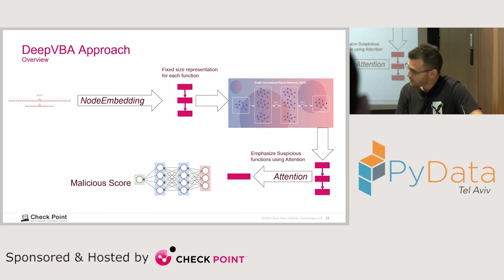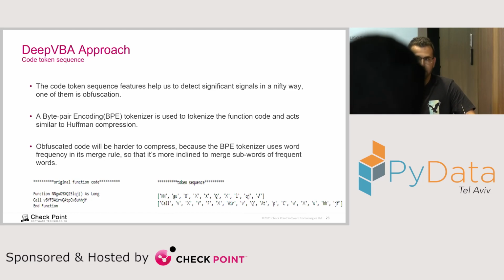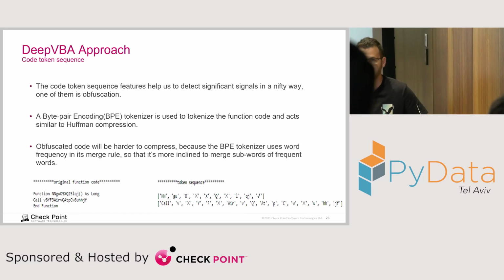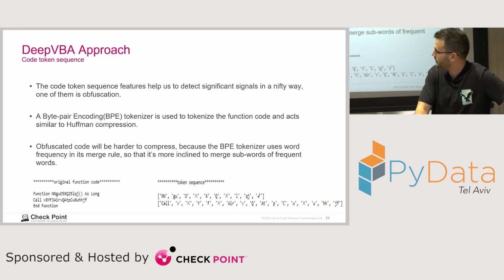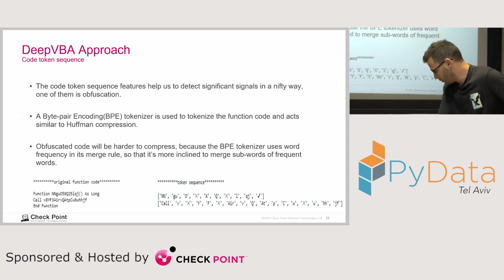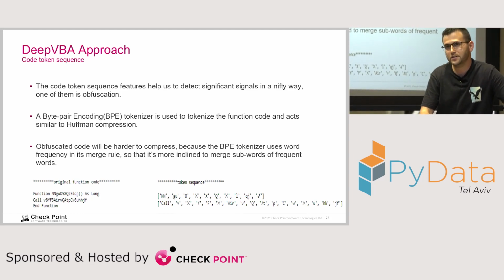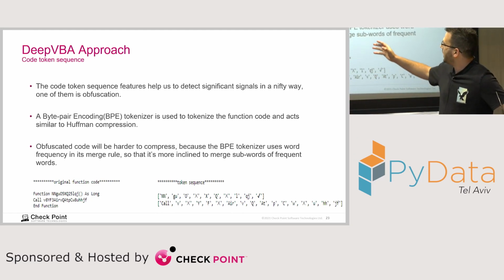Okay, so let's talk a little bit about node embedding. The node embedding receives all the features of the function. You see one of them was the keyword sequence. It also has the auto executable, which says which node is auto executable, and it has two other features that I will discuss in the next two slides, and that is the code token sequence. Basically, what we're doing is we're trying to identify the obfuscation signal, but not only. Okay, so how do we do that?